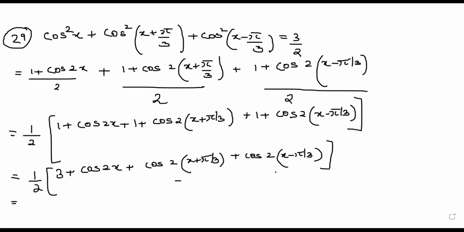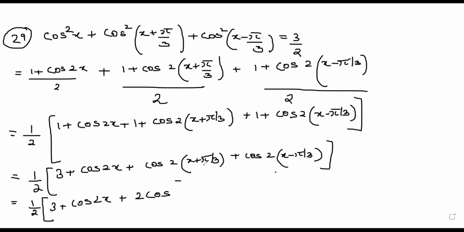1/2 into 3 plus cos 2x plus 2 cos x into cos pi by 3 plus 2 cos 2x cos 2 pi by 3. No sir, cos x is there, by 2 plus 3 plus cos 2x. Okay, what's the formula? 2 cos a plus b by 2. Okay, 2 cos a plus b by 2.